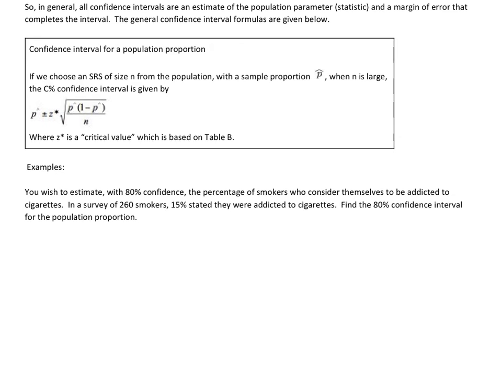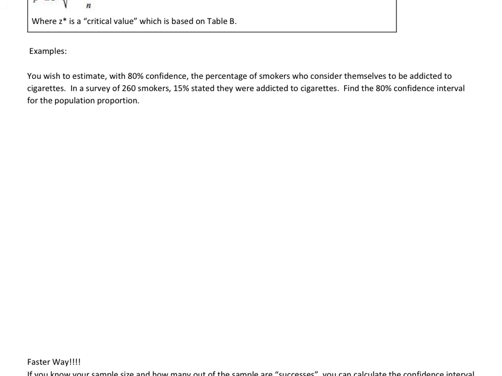So our first example says you wish to estimate with 80% confidence the percentage of smokers who consider themselves to be addicted to cigarettes. In a survey of 260 smokers, 15% stated they were addicted to cigarettes. Find the 80% confidence interval for the population proportion. So first we're going to start with p hat, which is going to be the 0.15, because we know 15% stated they were addicted to cigarettes, and n is going to be our 260.